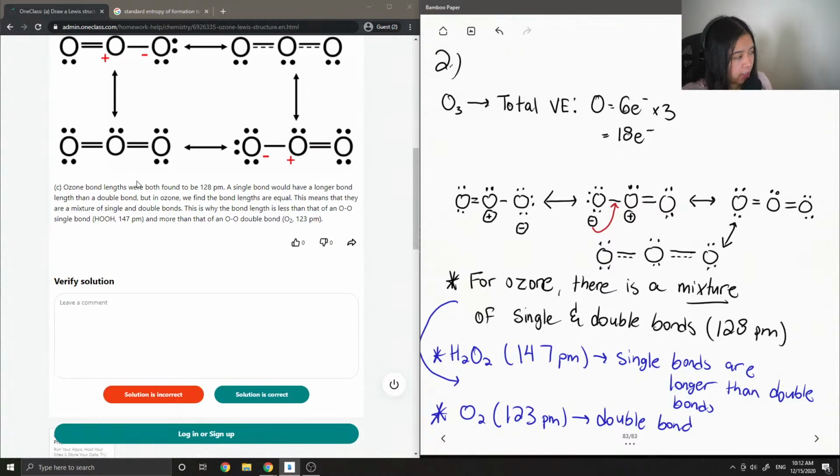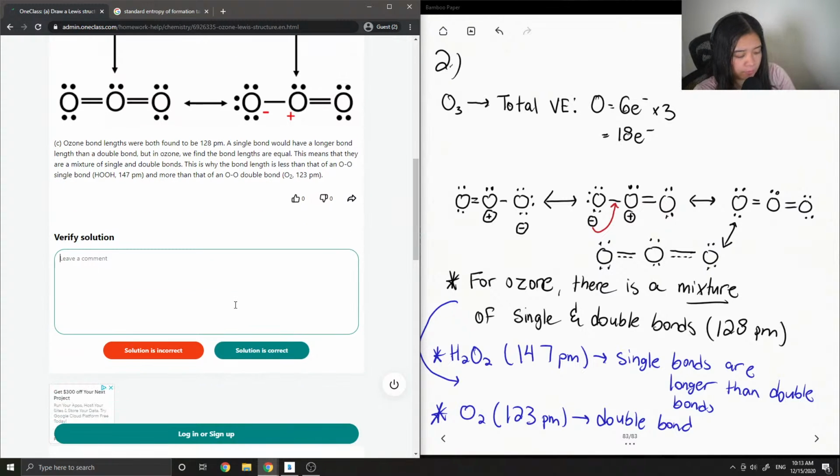And for part C, the junior tutor said ozone bond lengths were found to be 128 picometers. A single bond would have a longer bond length than a double bond, but in ozone, we find that the bond lengths are equal. This means that they are a mixture of single and double bonds. This is why the bond length is less than that of an oxygen-oxygen single bond and more than that of an oxygen-oxygen double bond. Yep, so this solution is correct.